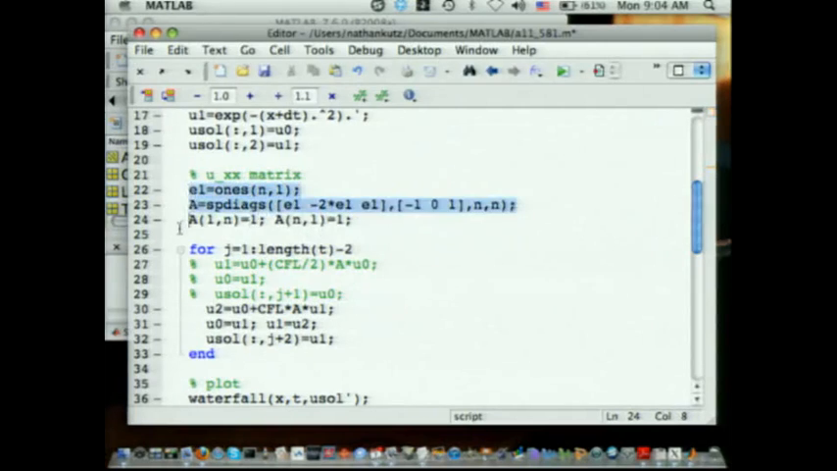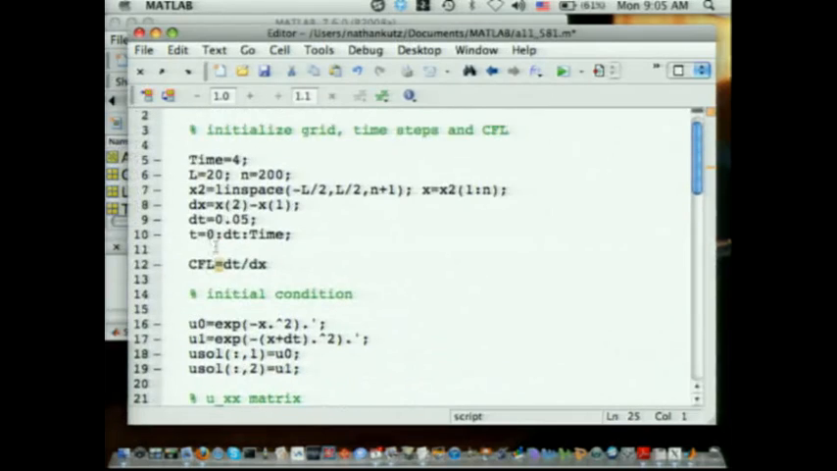Ones on the corners. 1, -2, 1 on the diagonals and off diagonals. Okay? So that's a very simple change. Your matrix A just gets changed a bit. Come back up here. Your CFL now picks up the most important thing of all.